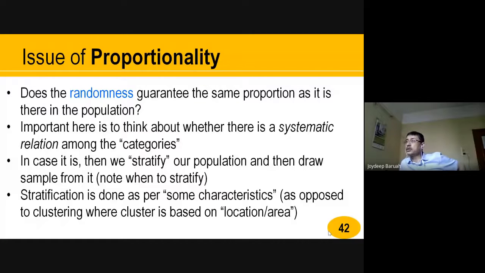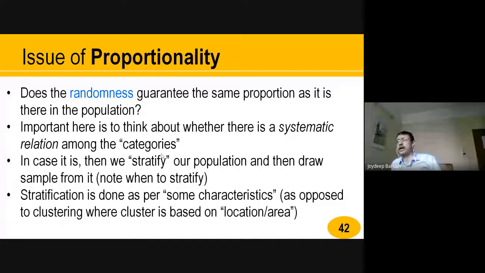If you think that is okay, then it is okay. But if you want to study the difference between boys and girls, that means the categories have a systematic relation. There is a systematic relation among the categories. You want to see the differences of performance between boys and girls because you believe that being a boy or being a girl has something to do with performance.